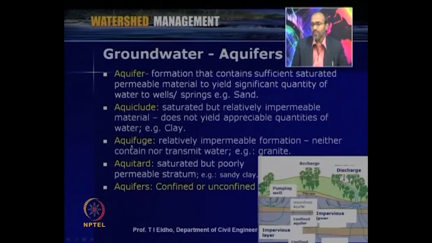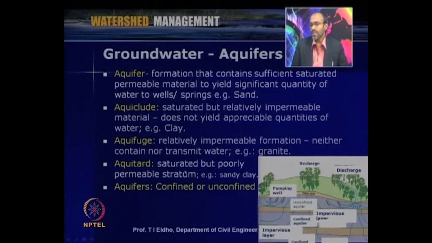And then aquifuge is a relatively impermeable formation. It neither contains nor transmits water. Say, for example, granite formation. That is the so-called aquifuge. And then aquitard is a saturated but poorly permeable stratum, like sand-clay mix or sandy clay. That kind of formation is called aquitard. So, when we look at groundwater as a source, it is available mainly from aquifers or aquitards. And in other formations, even if water is available, we cannot get a substantial amount of water.